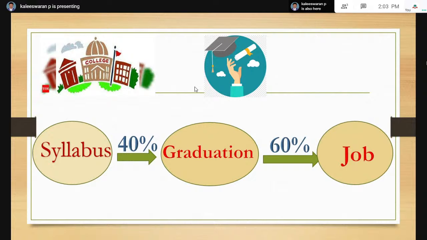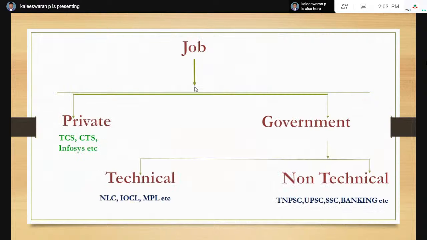So in the next few slides, I'm going to explain the role of aptitude in getting a job. What is the importance of aptitude to get the job? Either it may be a technical job, technical job meaning an engineering oriented job, or non-technical jobs, or higher studies. How it helps you in getting admission to higher studies. This is the overview of jobs available after completing your degree.